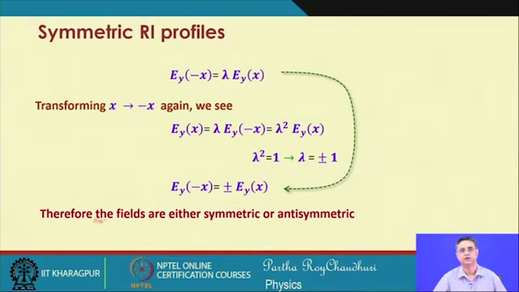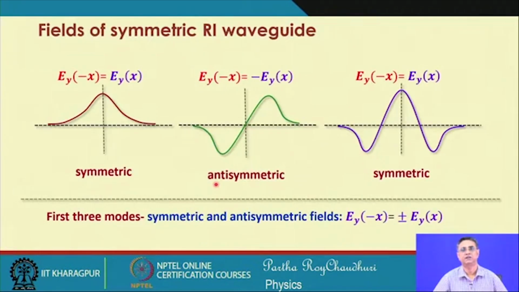So, therefore, the fields are either symmetric or antisymmetric, provided that the refractive index profile is of symmetric nature. You can see that E of minus x equal to E of x is a symmetric field, but E of minus x equal to minus E of x is antisymmetric, and so on. So, these are the consequences of a symmetric refractive index profile.